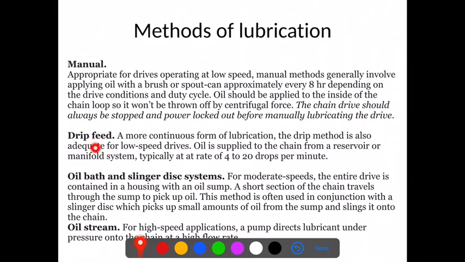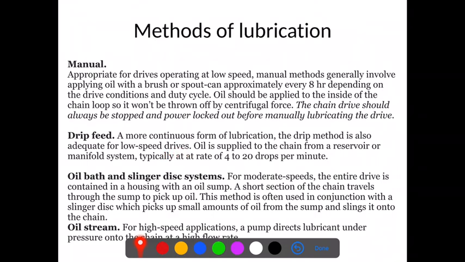While in the drip feed method, again used in low speed drives, the oil is supplied to the chain from a reservoir or manifold system. So we have a reservoir, and oil will be dripped on the chain, and now we do not have to stop the drive. While in the manual method, for applying lubrication, we have to stop the drive. In the drip feed method, there is a reservoir, and the oil is dripped drop by drop, and the rate may be 4 to 20 drops per minute, and it will fall on the chain.